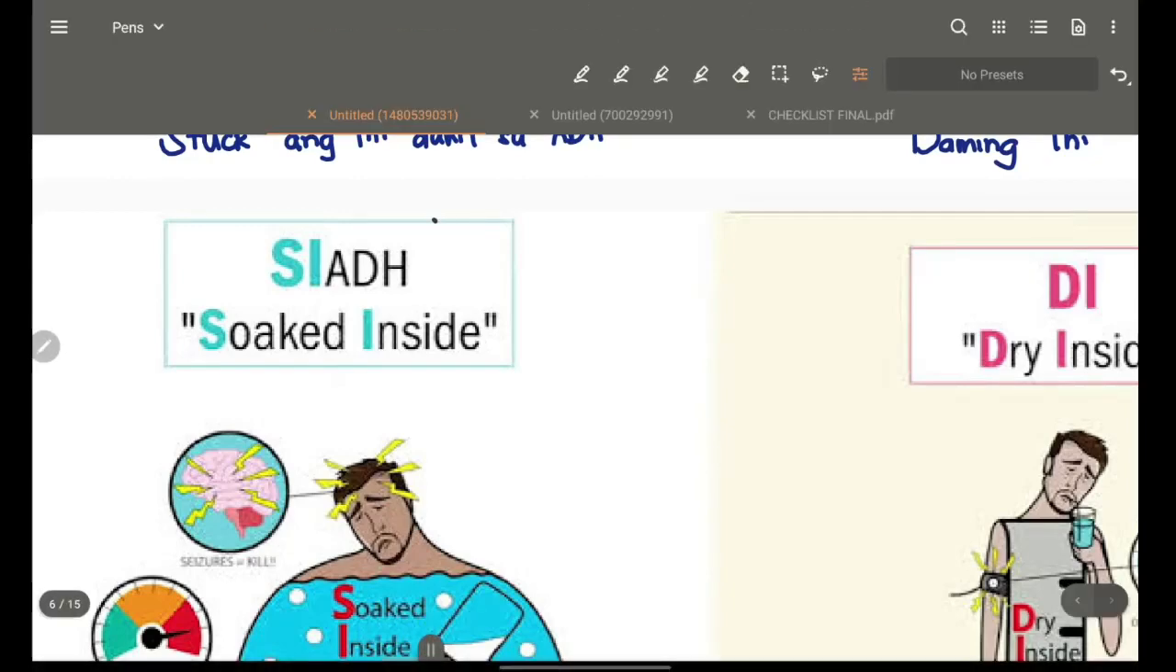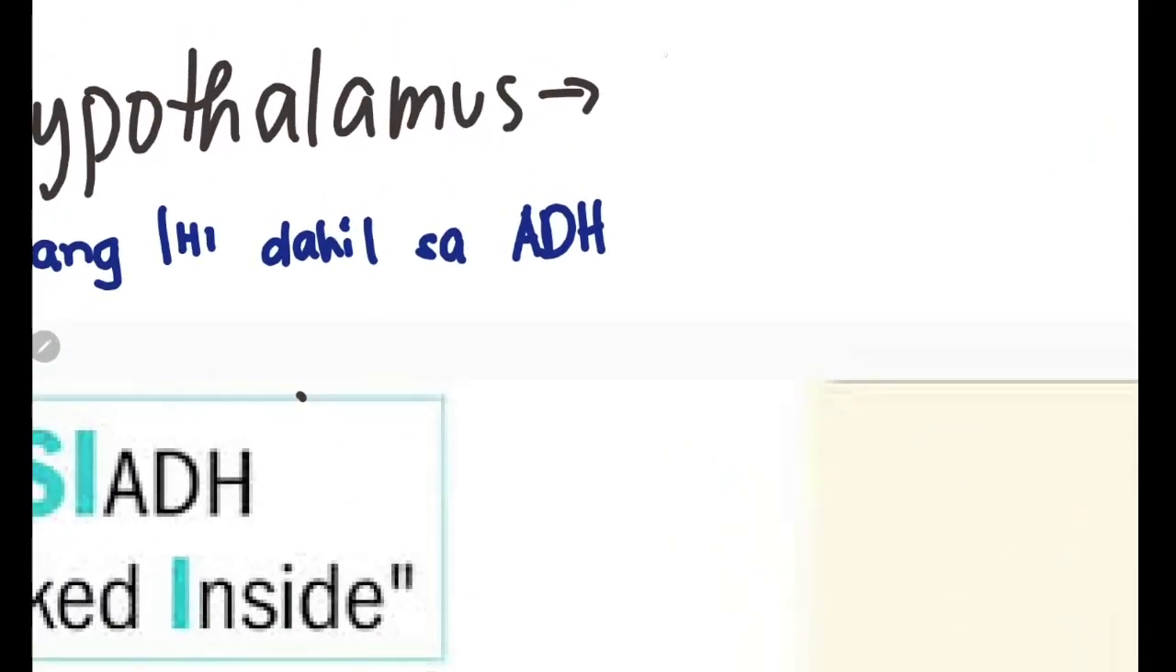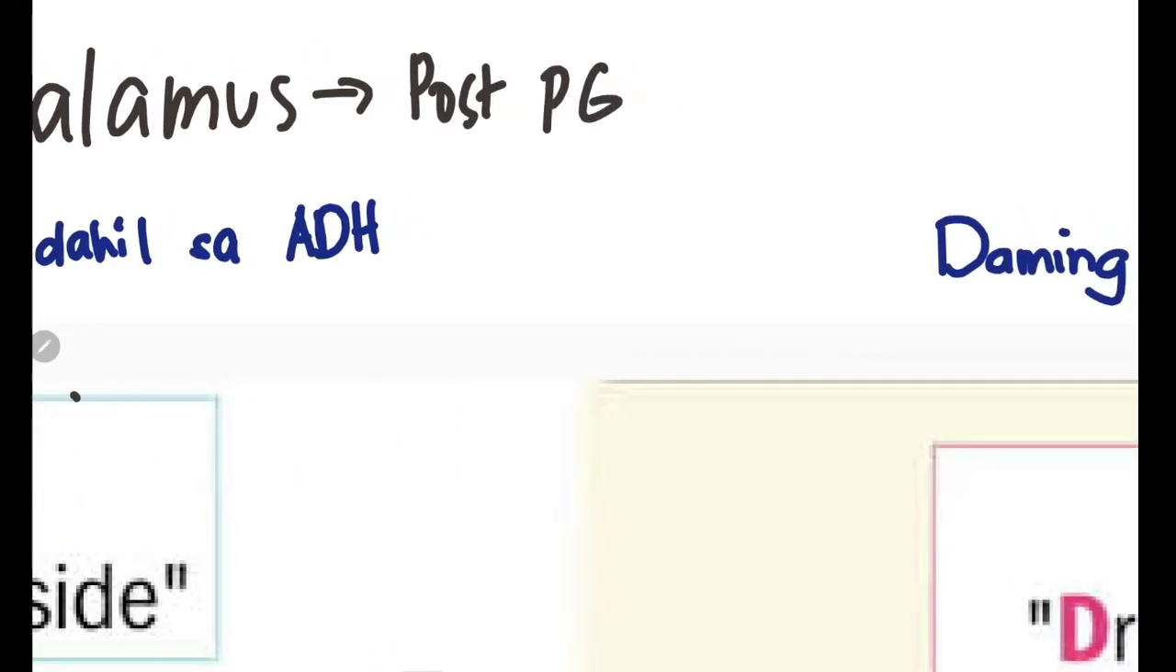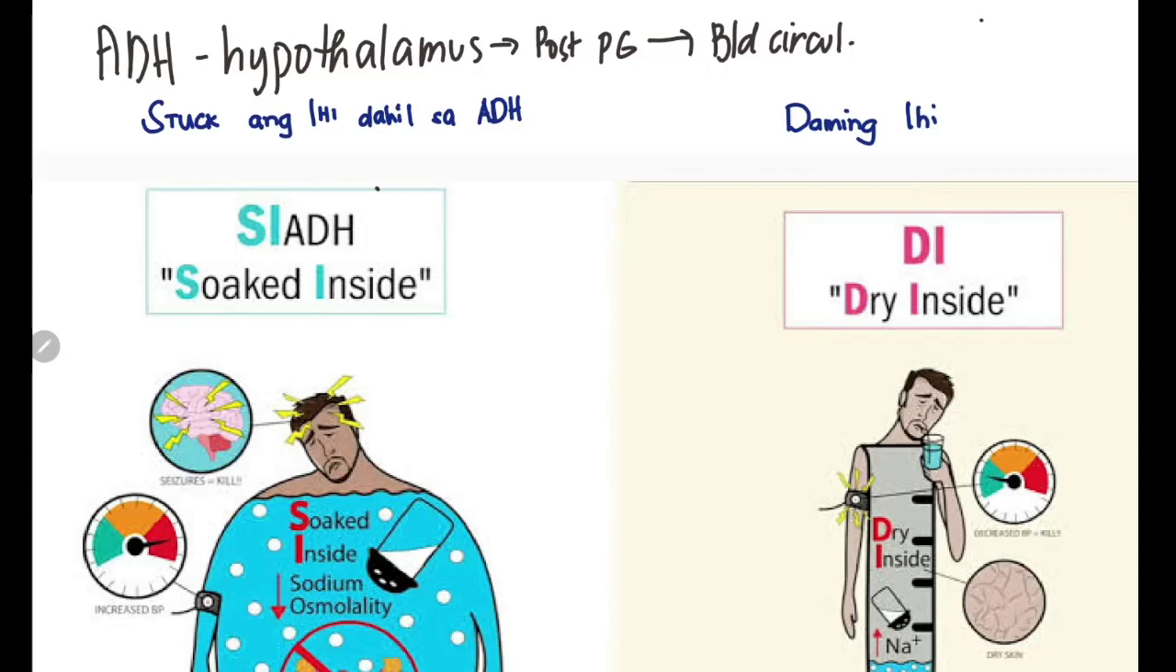In order for it to be released into the blood circulation, what does it do? It will now release ADH into the posterior pituitary gland. And then the posterior pituitary gland will be the one responsible for releasing this ADH into the blood circulation. So yan, hypothalamus ang magpo-produce ng ADH or AVP. This will transport this ADH into your posterior pituitary gland. And yung responsible na mag-release ng ADH into the blood circulation is the posterior pituitary gland.